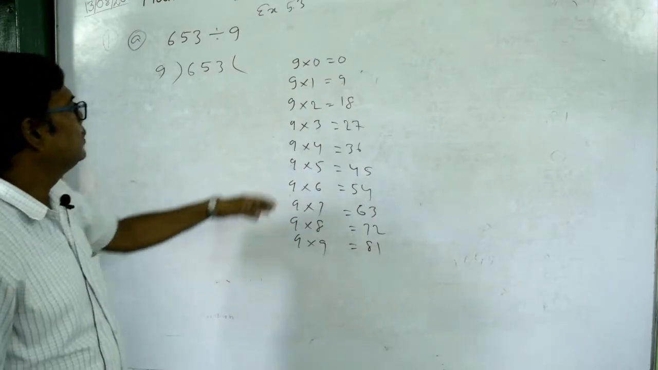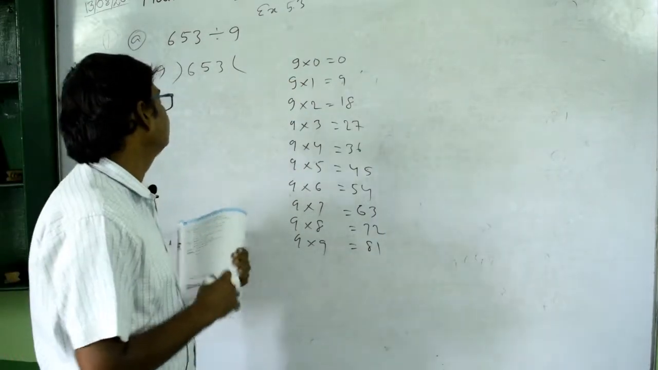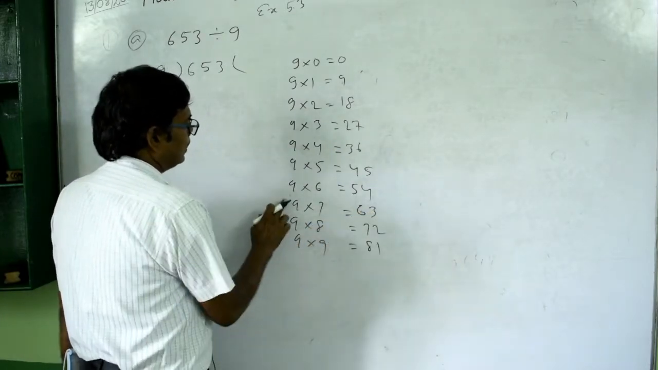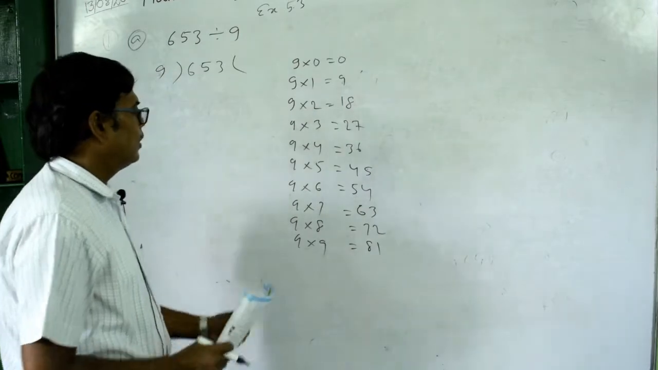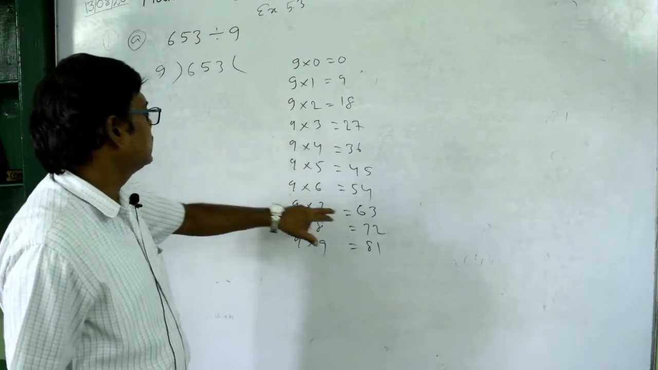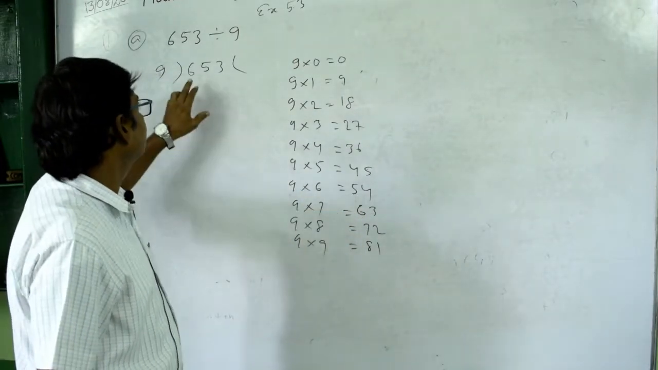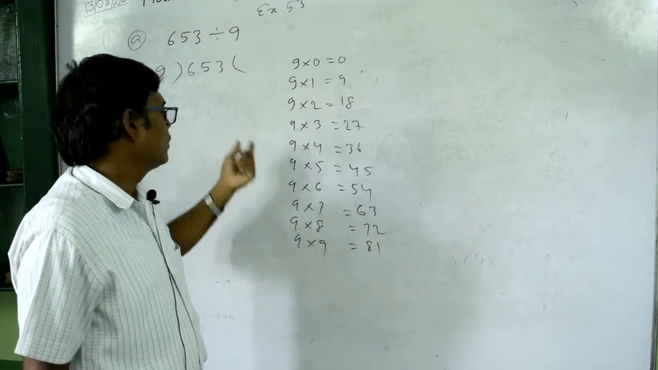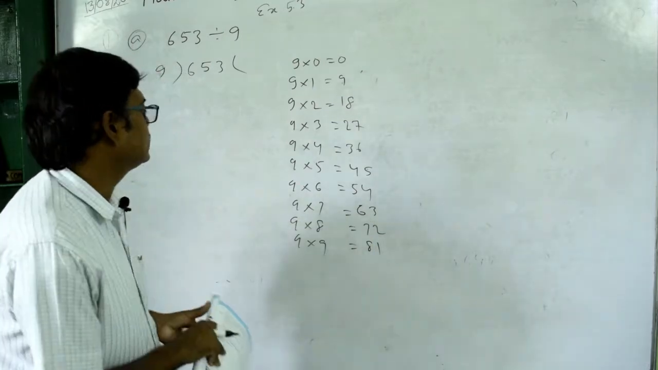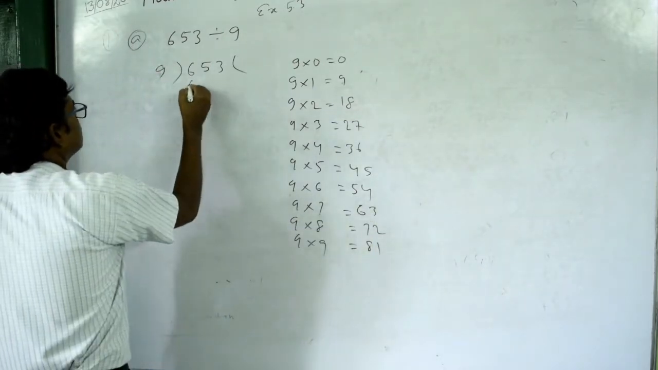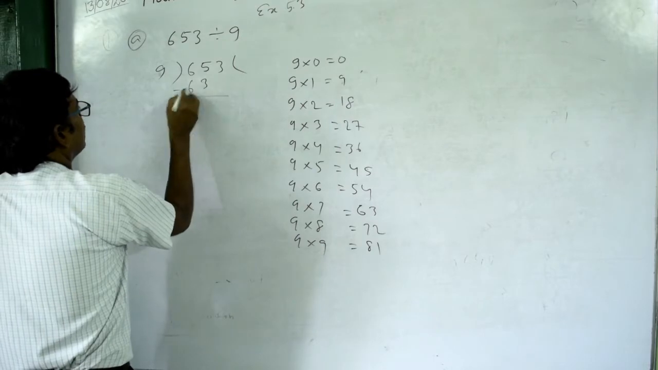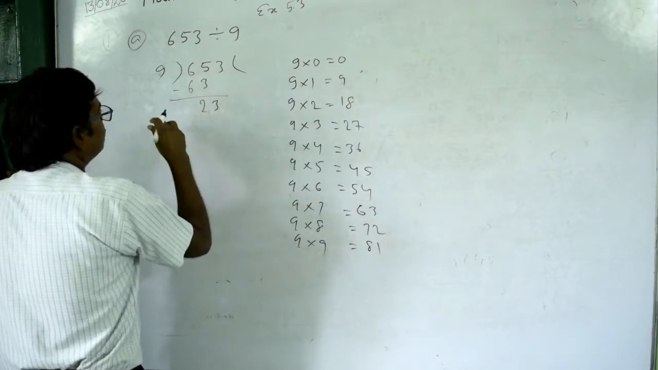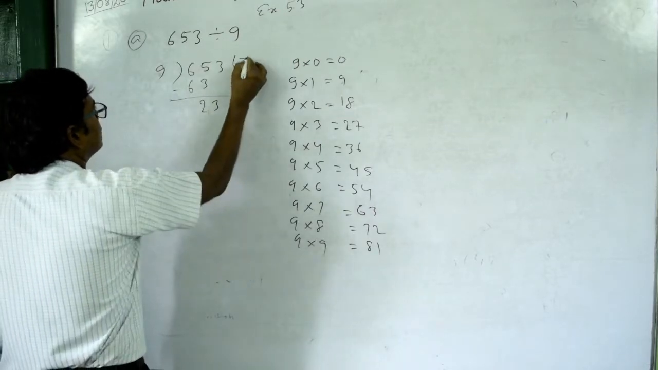Now in this table you will see that 9 7 is 63 here, and then 9 8 is 72 here. So therefore this 63 is less than 65, and this 72 is more than 65. So we have to use this number 63 here. 9 7 is 63. So here write 63. Then subtract 5 minus 3 will be 2 here, and then this 3 will come down, and write 7 here because 9 7 is 63.